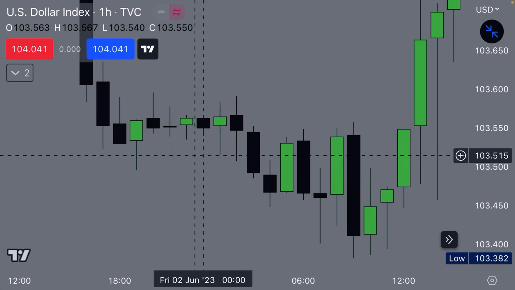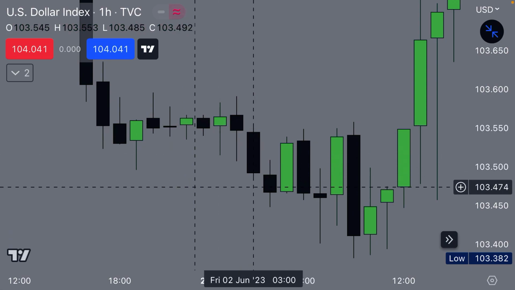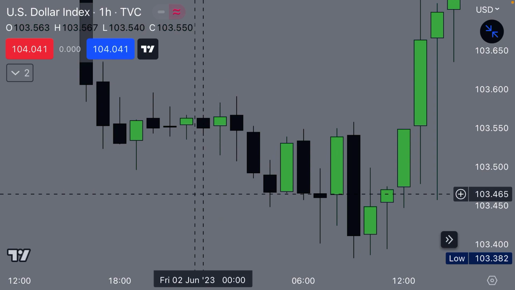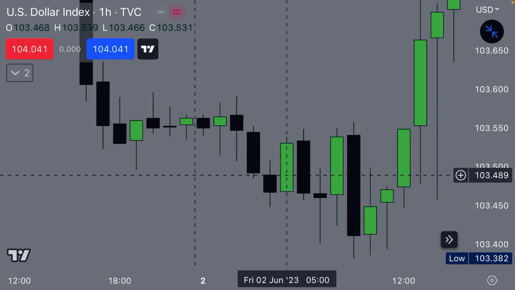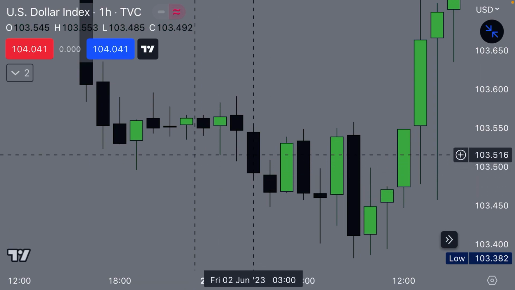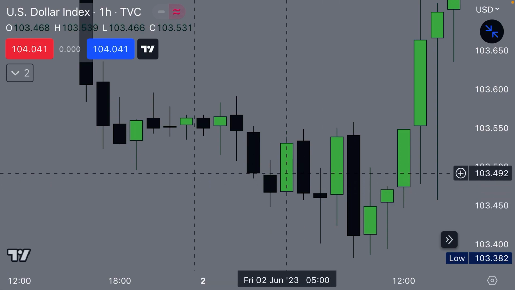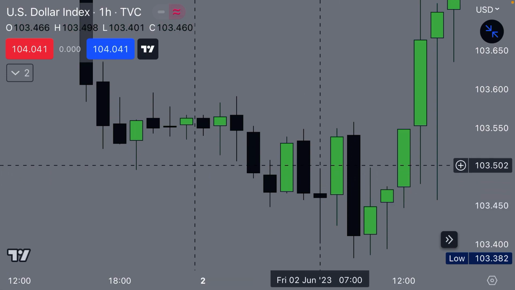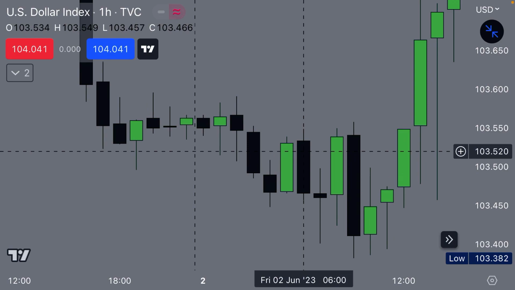So candles can be mixed within each other, but it doesn't take away their representation. They still represent what they represent. Just because there's a green candle next to a black candle does not mean that the green candle has now turned into a bearish candle. No.